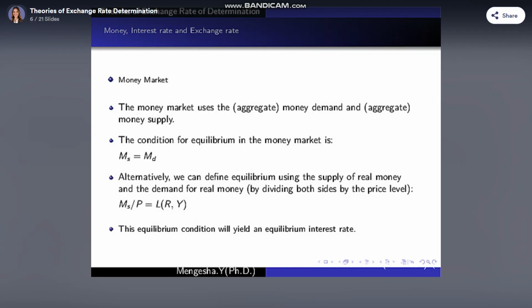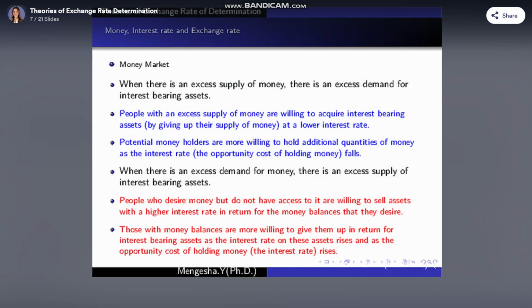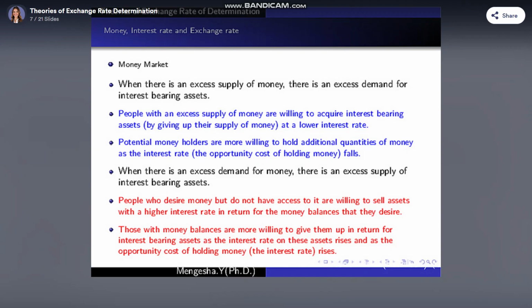When there's too much money in the market, people look to exchange it for interest-bearing assets, pushing interest rates down. On the other hand, if money is scarce, people sell assets to get money, driving interest rates up. This dynamic shows how money supply and demand interact to set interest rates, which are a crucial link to exchange rate movements.